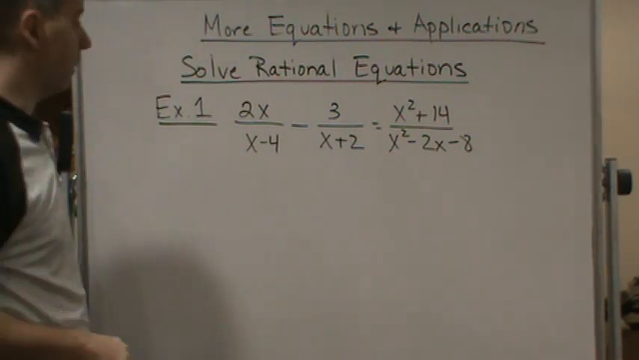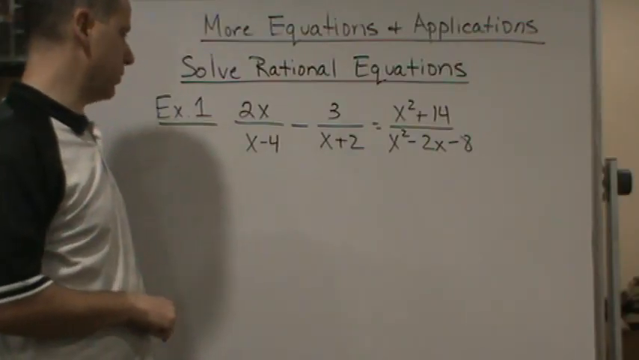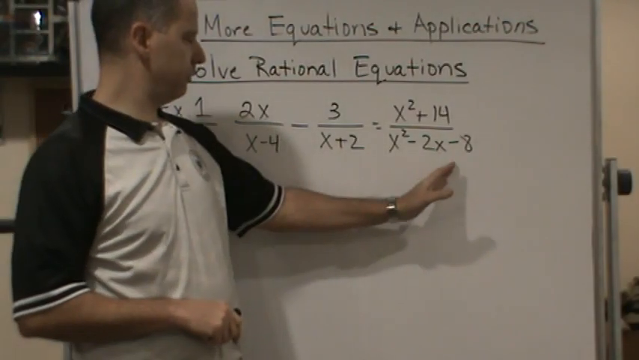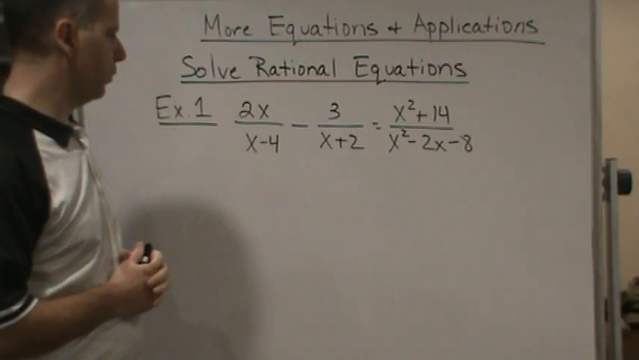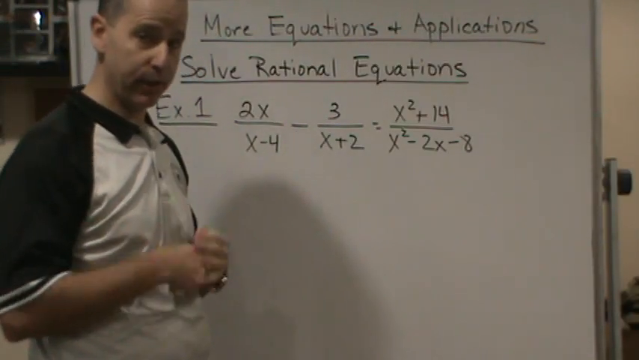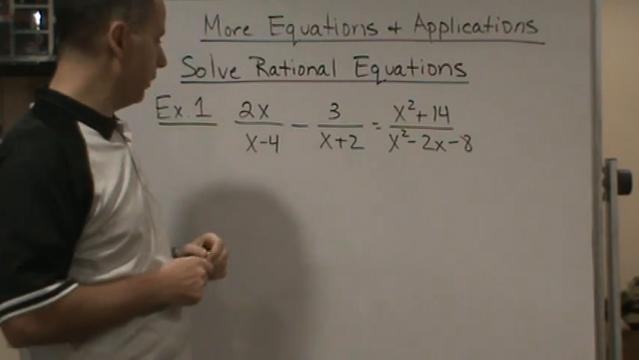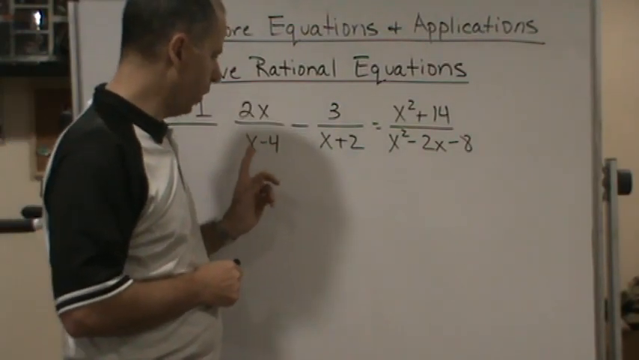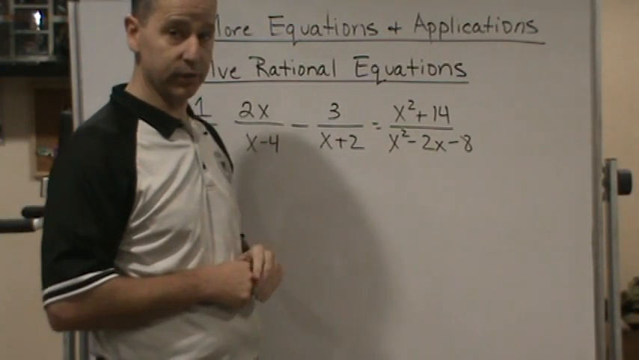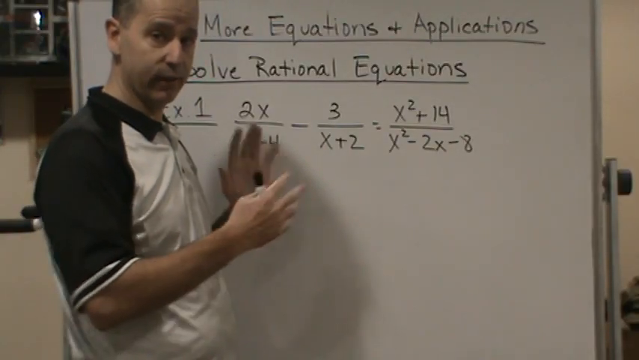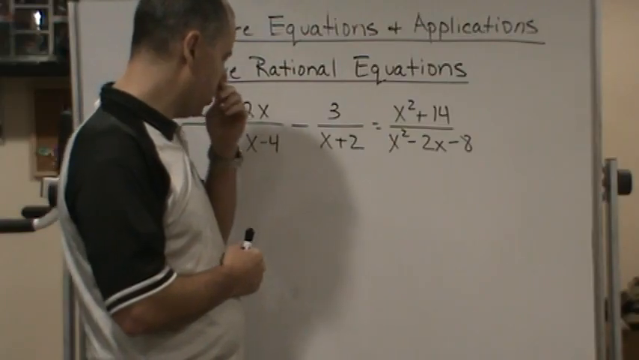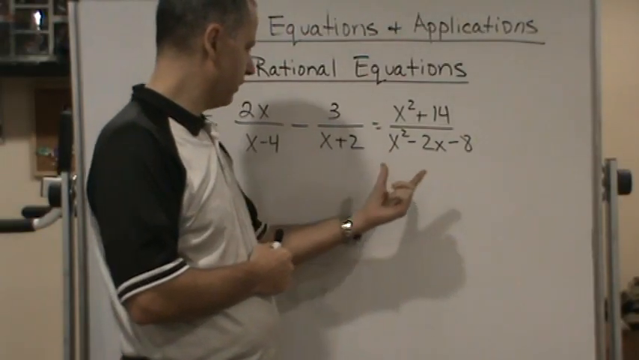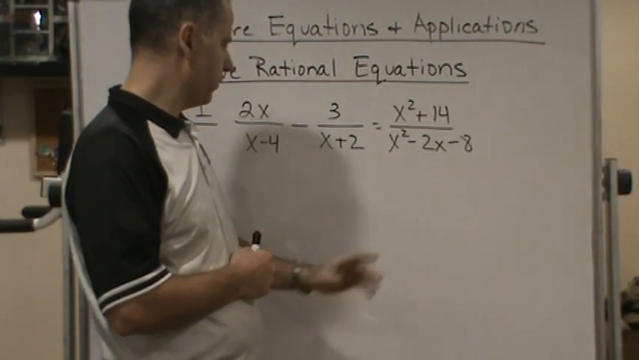Okay, now we're going to talk about solving rational equations. So here's an example of a rational equation. The first thing we're going to do is factor the denominators completely, because our goal is to get rid of the fractions so that we're just having a polynomial equation. So we're going to factor this one.